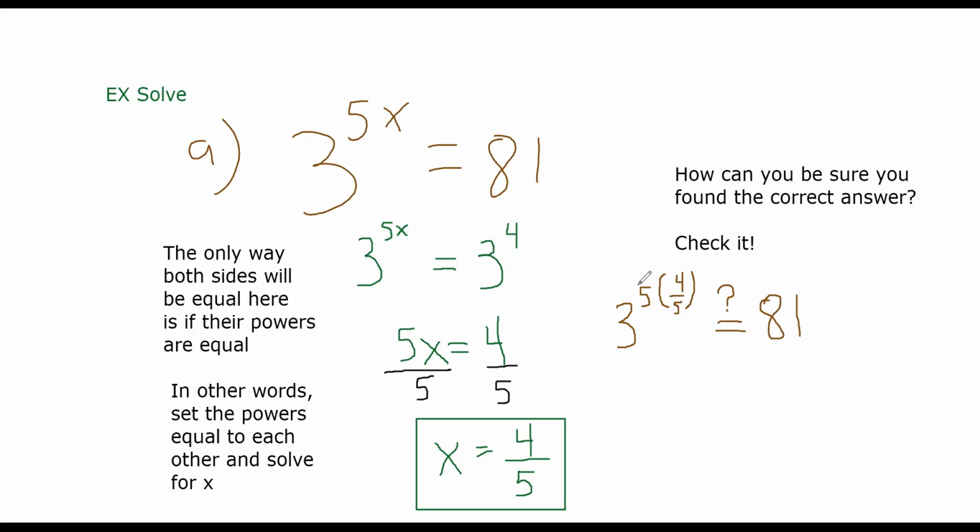Well, do a little simplification. You're doing 5 times 4/5. The 5s can cancel, and you're just left with 3 to the 4th. And you're asking, does 3 to the 4th equal 81? The answer to that question is yes. So this is a correct solution. X equals 4/5 is the solution here. How do you know it's the only solution? That's actually a little more nuanced and not a question that we are going to answer today.